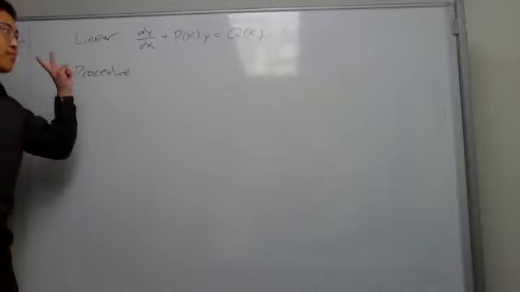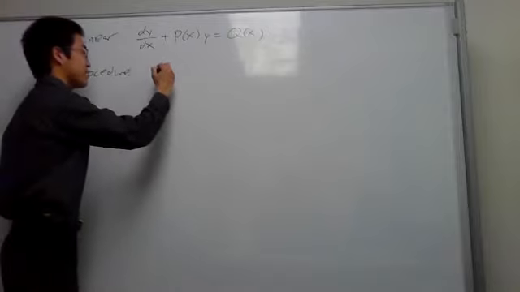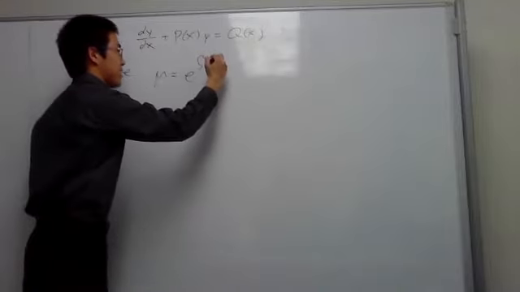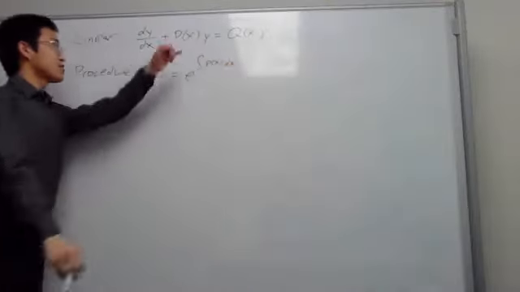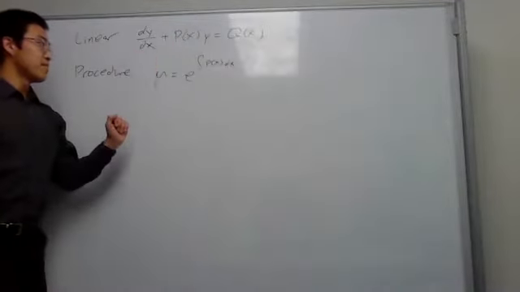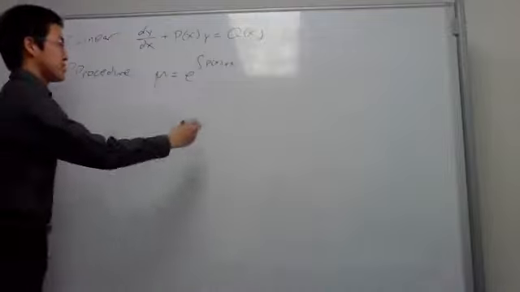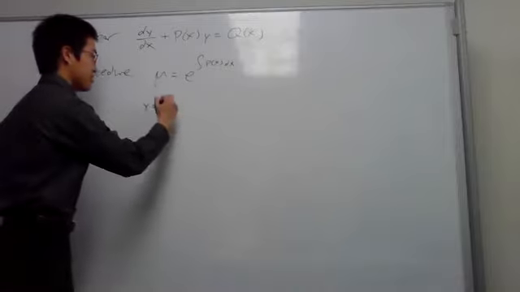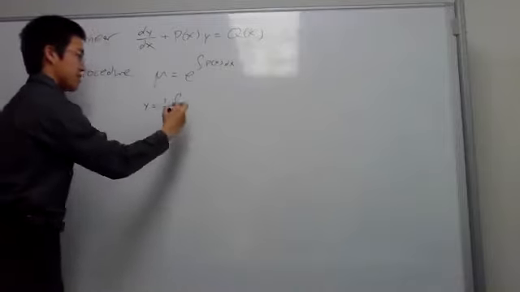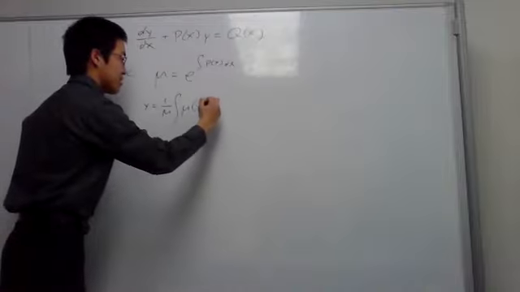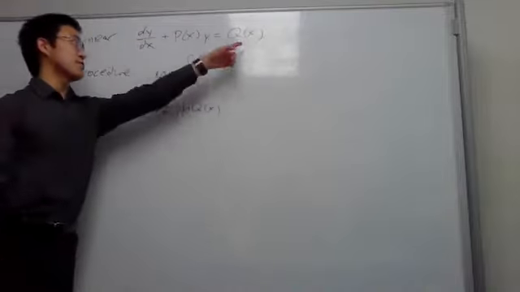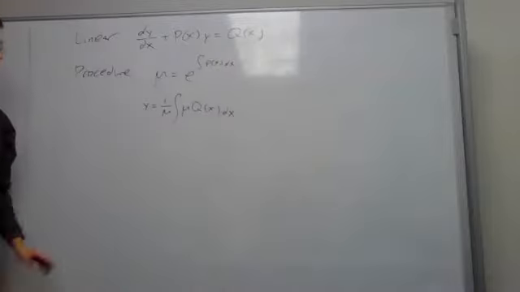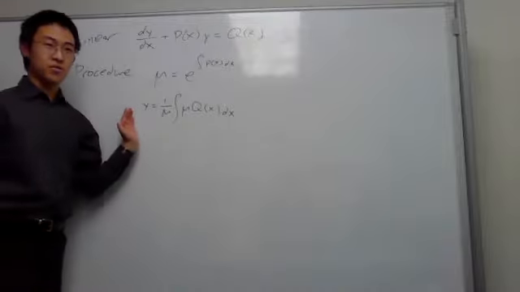And so the procedure is kind of the most straightforward out of the more difficult ones. All we do is we say we need to find mu such that we take e to the exponent of the antiderivative of whatever this p function was that was multiplied by our y. And then once we find this, we can simply go straight to our solution and say y is equal to 1 over mu, the integral of mu times what we know on the other side of the equation, that function that was only in terms of x, dx. And that's the entire solution, okay?